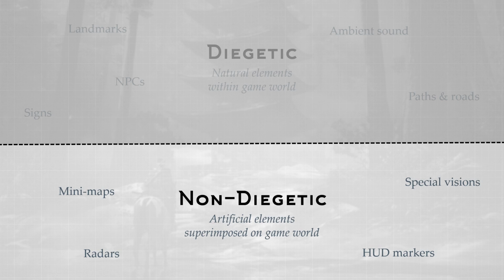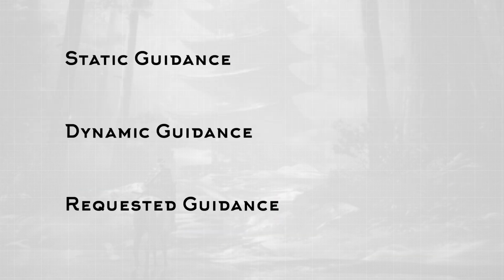And if you look at these elements, you can already see that this goes much more into the design of systems than the actual level design. But still, they have a huge impact on player guidance, and you have to be aware of these non-diegetic elements and their effect on player guidance when you design your levels. The final categorization that I personally find very useful is one between static guidance, dynamic guidance, and requested guidance.